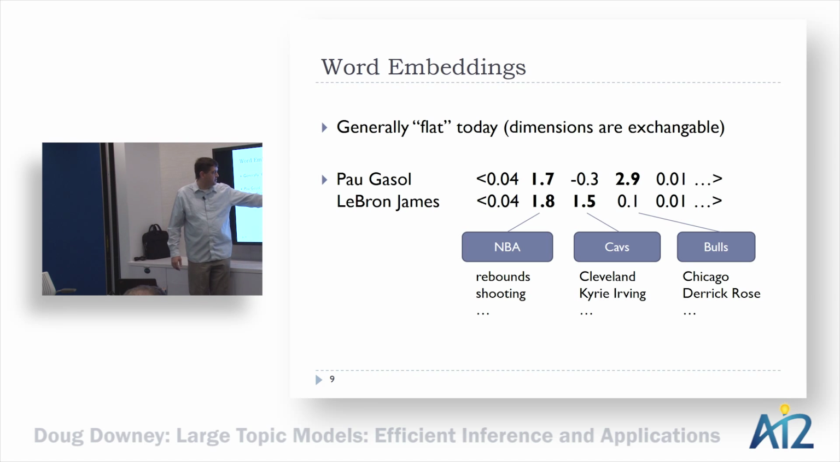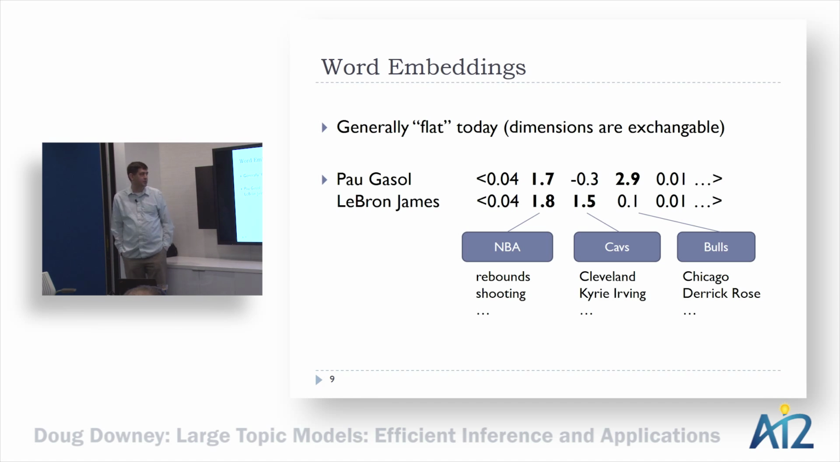But let's just say that there's a dimension that represents whether a player plays for the Cleveland Cavaliers, and there's another dimension that represents whether somebody plays for the Chicago Bulls. And we have 2 players that we're thinking about the vectors of: Pau Gasol and LeBron James. They're both active for this NBA topic, because they both play for NBA teams, but then they're active for different particular NBA teams. So these vectors could capture the meaning of these 2 individuals. Pau plays for the Bulls, and LeBron plays for the Cavs.